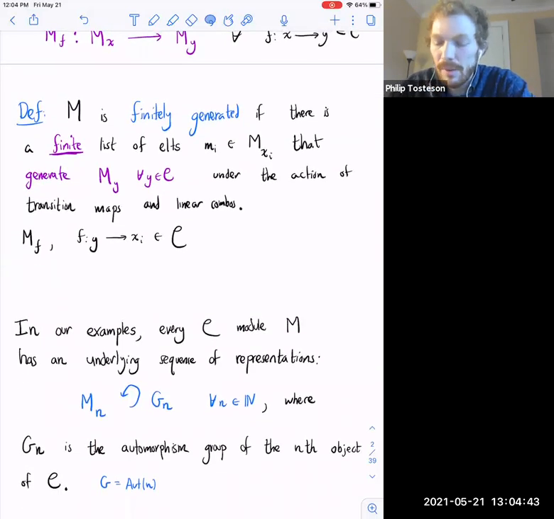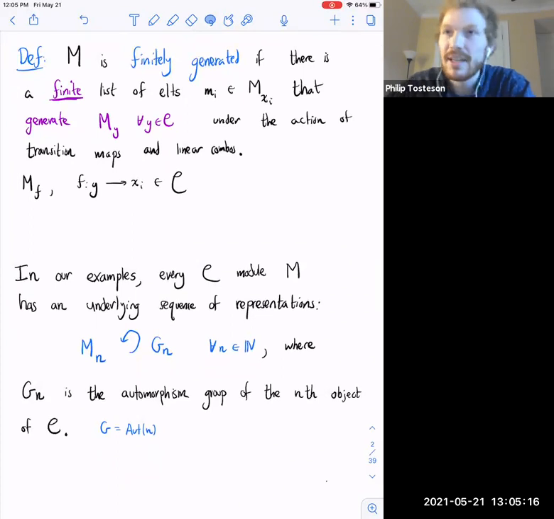In our representative examples, all of the isomorphism classes of objects are listed by natural numbers. I'm going to be slightly abusive throughout this talk and identify natural numbers with objects when there's a reasonable way of doing so. I won't do this all the time, just occasionally, and I'm letting you know in advance. In our examples, the isomorphism classes are given by natural numbers, and so we have a sequence of group representations, Mn for each Gn, where Gn is the automorphism group of the nth object.